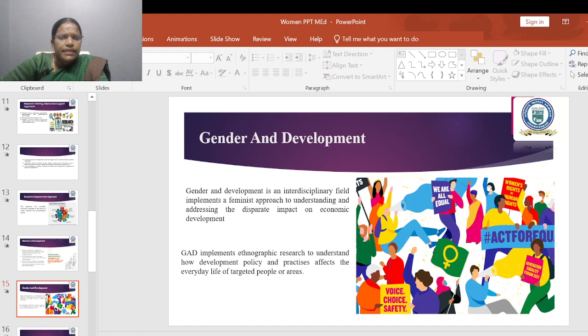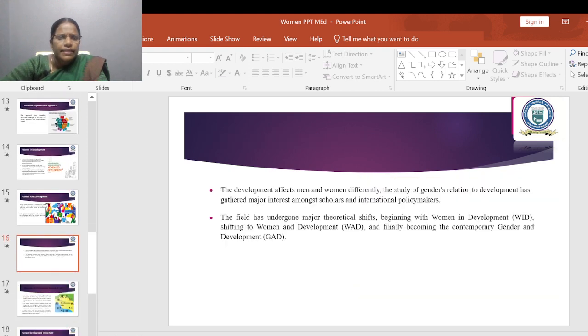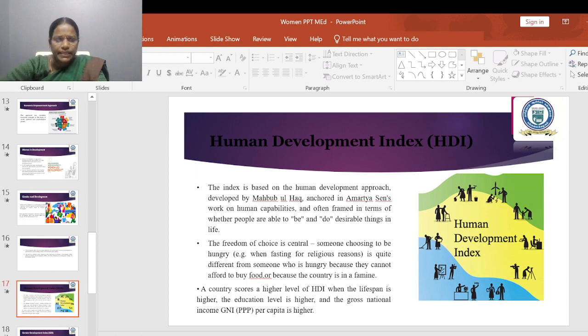Gender and development. Gender and development is an interdisciplinary field that implements feminist approaches to understanding and addressing the disappearing part of the economic development. Gender and development implements ethnographic research to understand how development policy and practices affect the everyday life of targeted people or areas. Development affects men and women differently. The study of gender's relation to development has gathered major interest among scholars and international policymakers. The field has undergone major theoretical shifts, beginning with women in development, shifting to women and development, and finally becoming the contemporary gender and development.